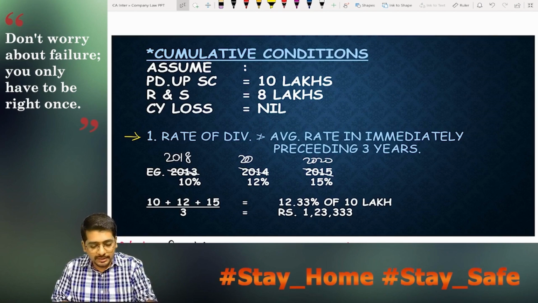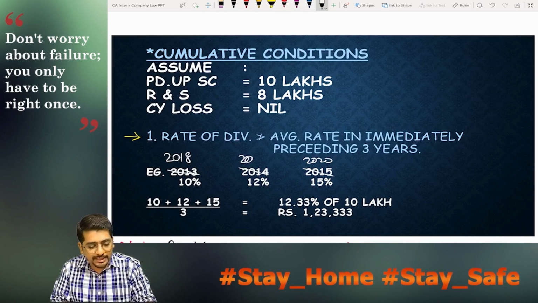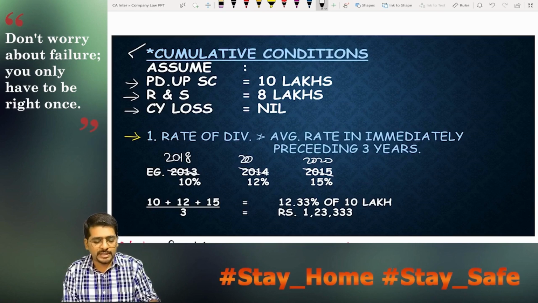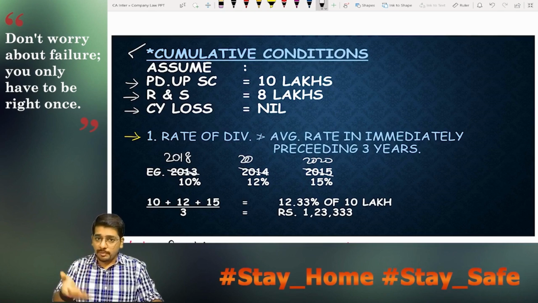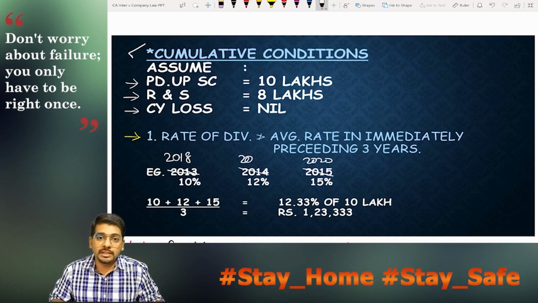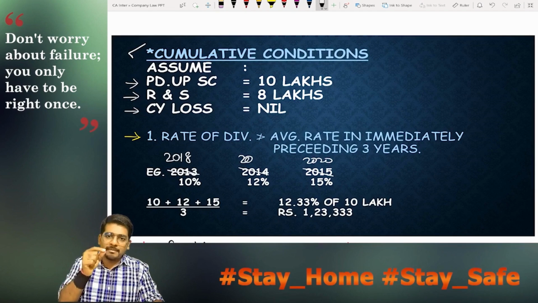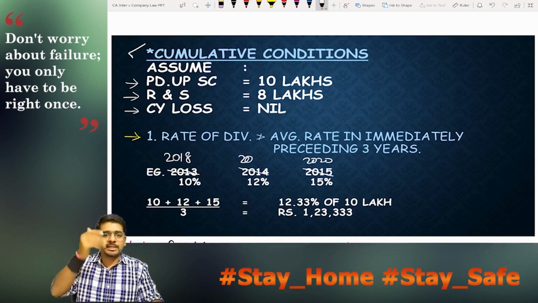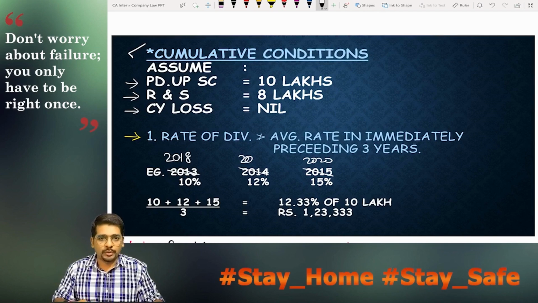As you can see on the screen, I have already drafted an example for you over here, right? We are taking some assumptions of paid up share capital, reserves and surplus, talking about your current year loss. So these are some things we are assuming, and we will see the 4 conditions. Along with the 4 conditions, we will also see the sum, that is the solution to the assumption that we have taken. First, let us analyze the 4 conditions one by one.